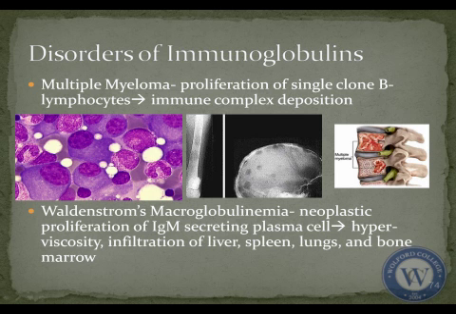The last immunoglobulin disease is what's called Waldenstrom macroglobulinemia. It's a neoplastic proliferation of IgM-secreting plasma cells, which leads to hyperviscosity and infiltration of the liver, spleen, lungs, and bone marrow as well.